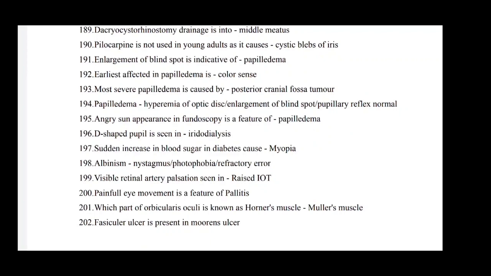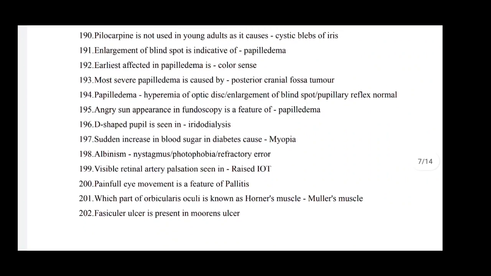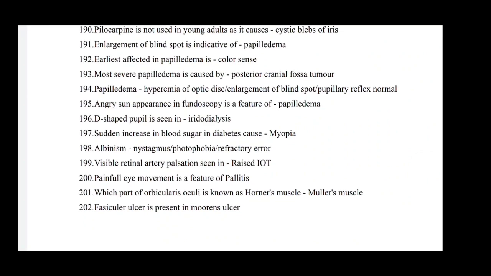Sudden increase in blood sugar in diabetics causes myopia. Albinism: nystagmus, photophobia, refractive error. Visible retinal artery pulsation is seen in raised IOP. Painful eye movement is a feature of retrobulbar neuritis. Which part of orbicularis oculi is known as Horner's muscle?